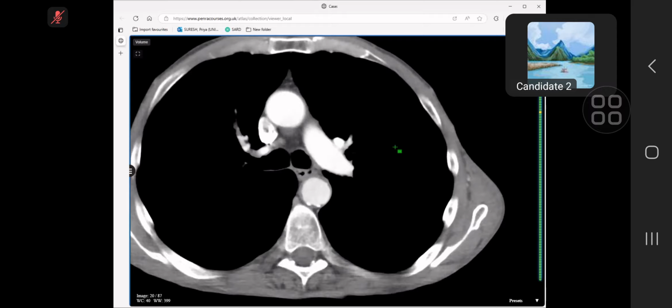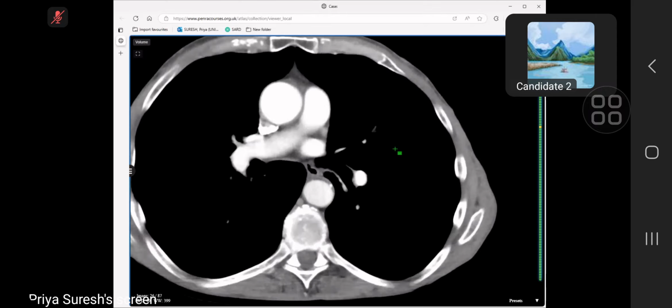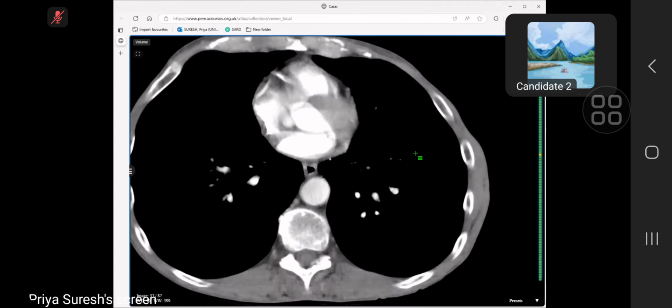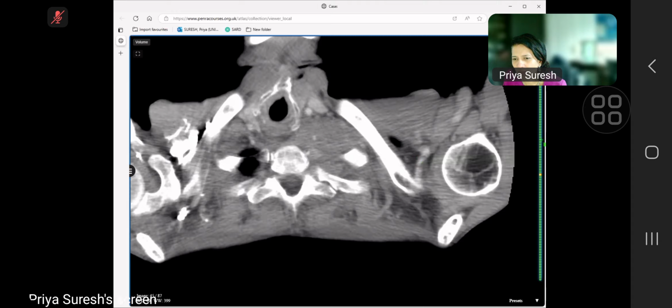In my routine practice, I would like to turn into a bone window and see the rest of the bones on the CT. I would also like to see the lung parenchymal window to see any lung nodules. Okay, fine. So I'm moving on to the next case.